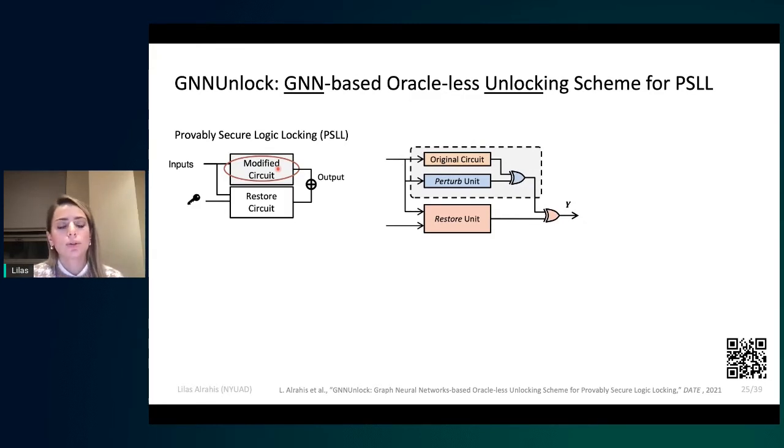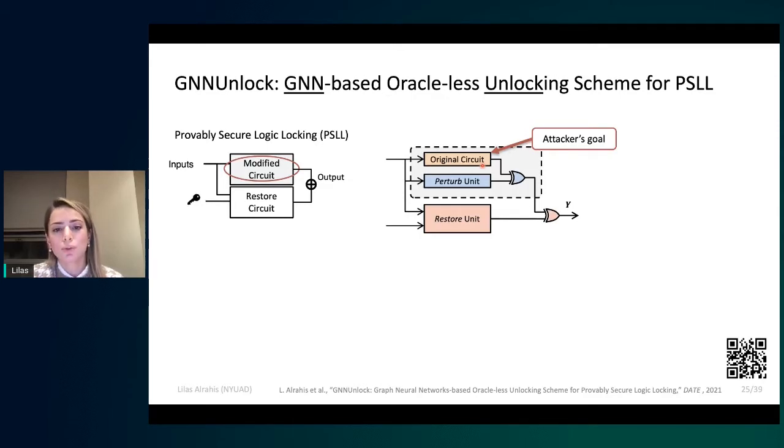So we take a closer look onto how this modification is implemented. In order to inject the errors, a perturb unit is added. This perturb unit will inject the errors for some specific input patterns. Which means now if an attacker can identify the restore unit and the perturb unit, the attacker will end up having this original circuit. So one thing is that these restore and perturb blocks have specific functionality. They're Hamming distance checkers in this case.